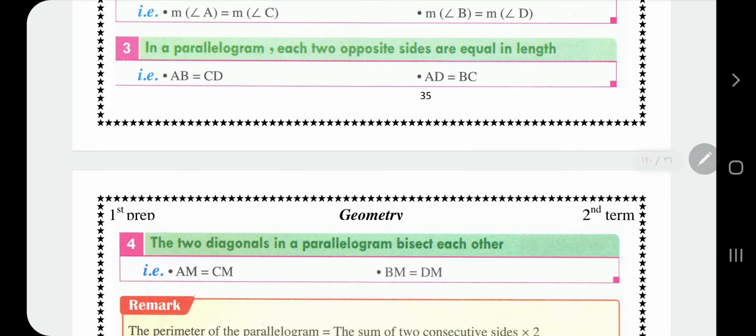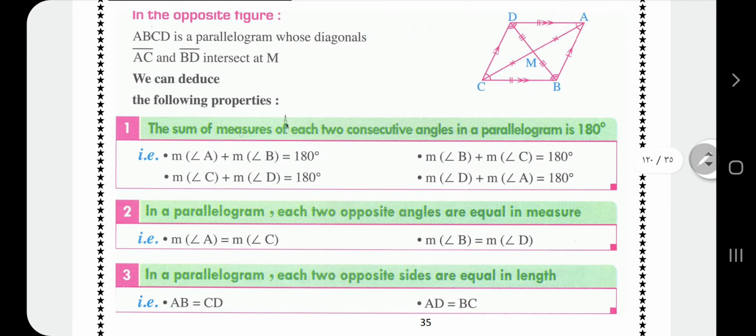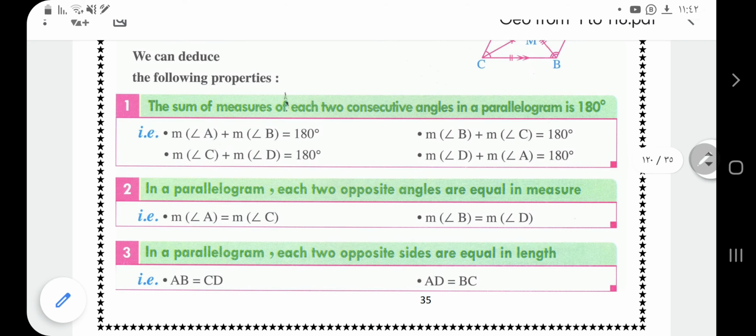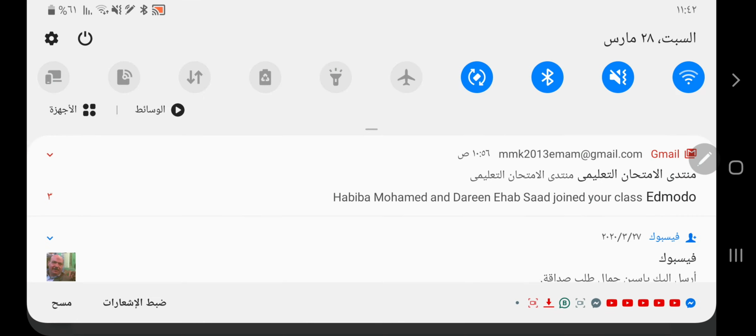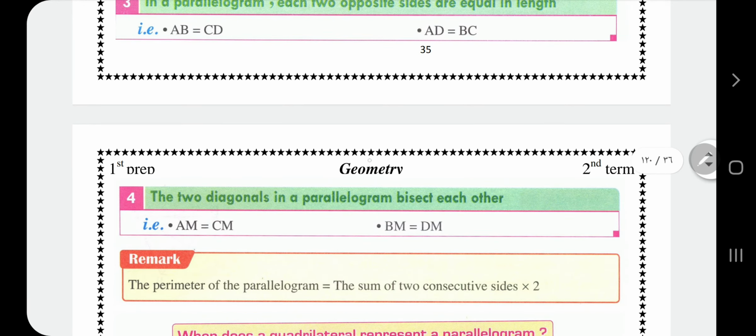Let's see something else. In a parallelogram, each two opposite sides are equal in length. Let's continue. The two diagonals of a parallelogram bisect each other.